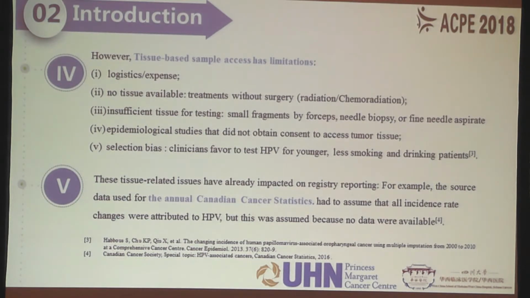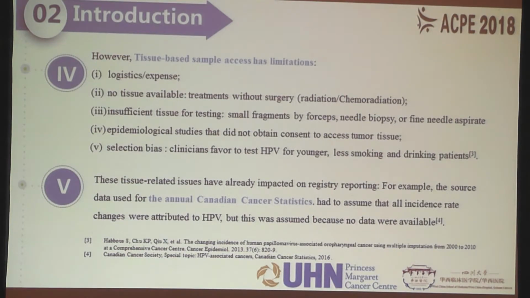And for the tumor samples, most of them were small fragments taken by forceps or needle biopsy, so the tissue available for HPV testing is very insufficient. And for most epidemiological studies, they did not obtain consent to access the tumor tissues. Also, most clinicians have a selection bias. They favor testing HPV status for patients who were younger and who had less smoking or alcohol consumption.